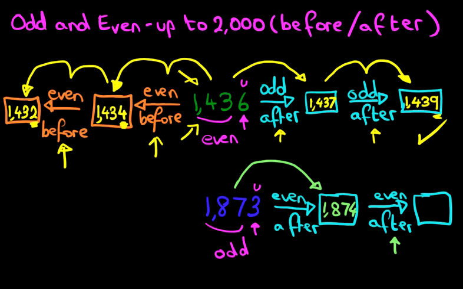1874 is an even number. How about the even number after this? Well, since this is an even number, we count in twos. Counting in twos, the number is 1876. I'll write it down here again, 1876.